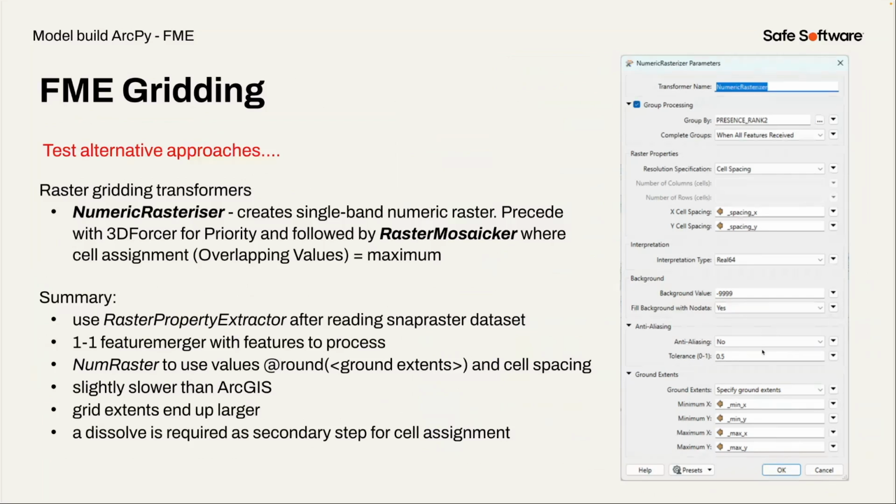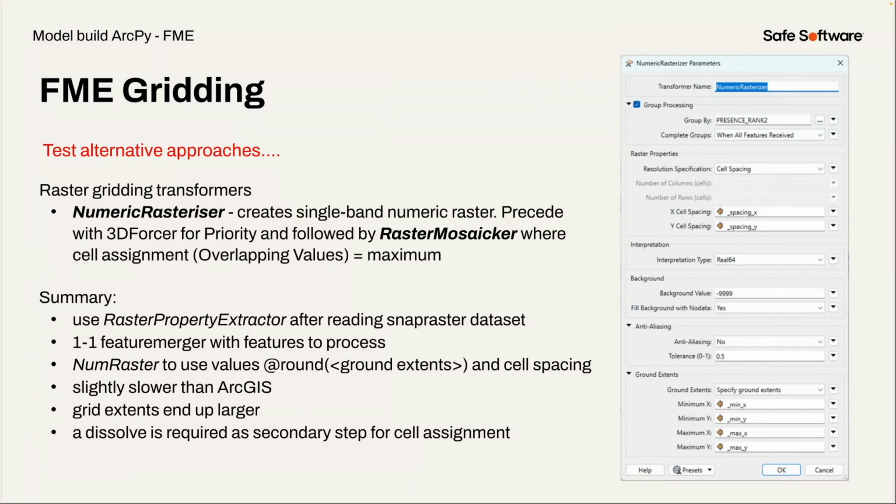FME gridding, well, we tested alternative approaches. The numeric rasterizer creates the desired single band raster. There were some tricks to using it, such as preceding it with a 3D forcer to mimic the priority, which you specify as the elevation, and that helps to then follow up with a raster mosaicer and assign cells from there.